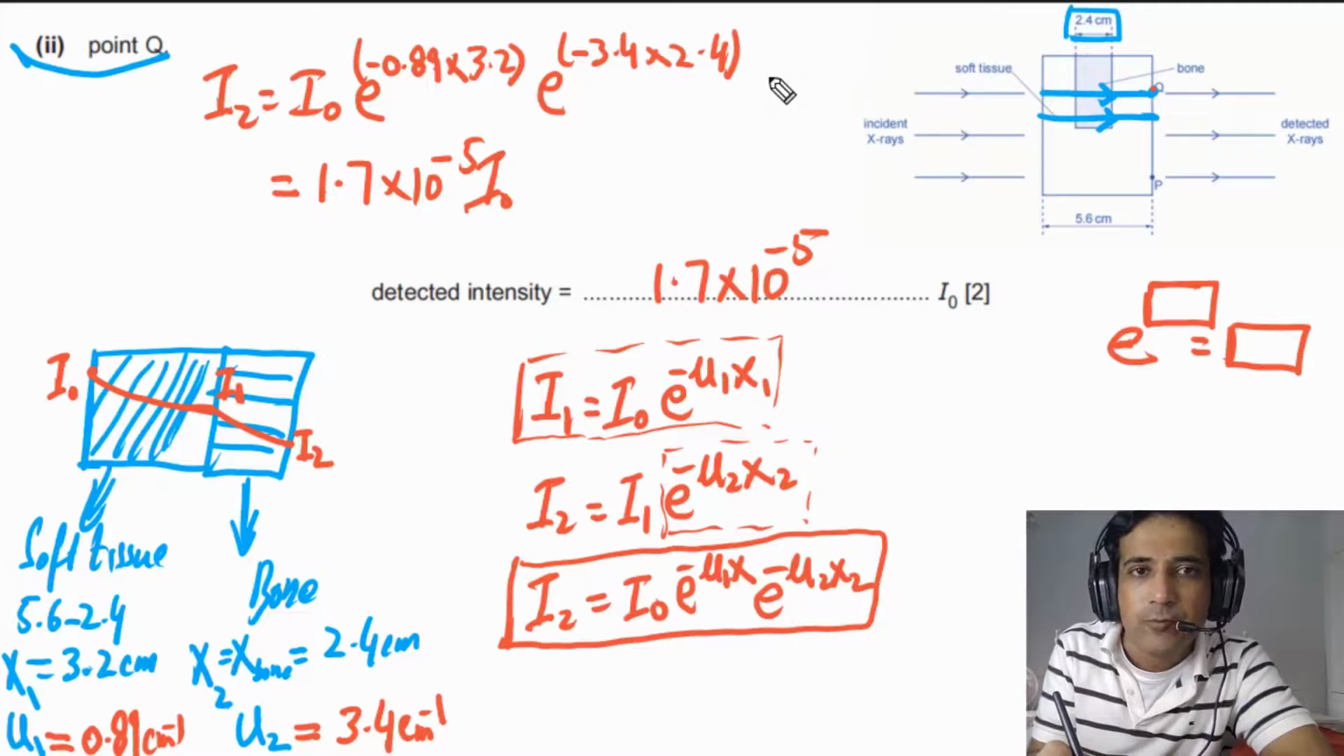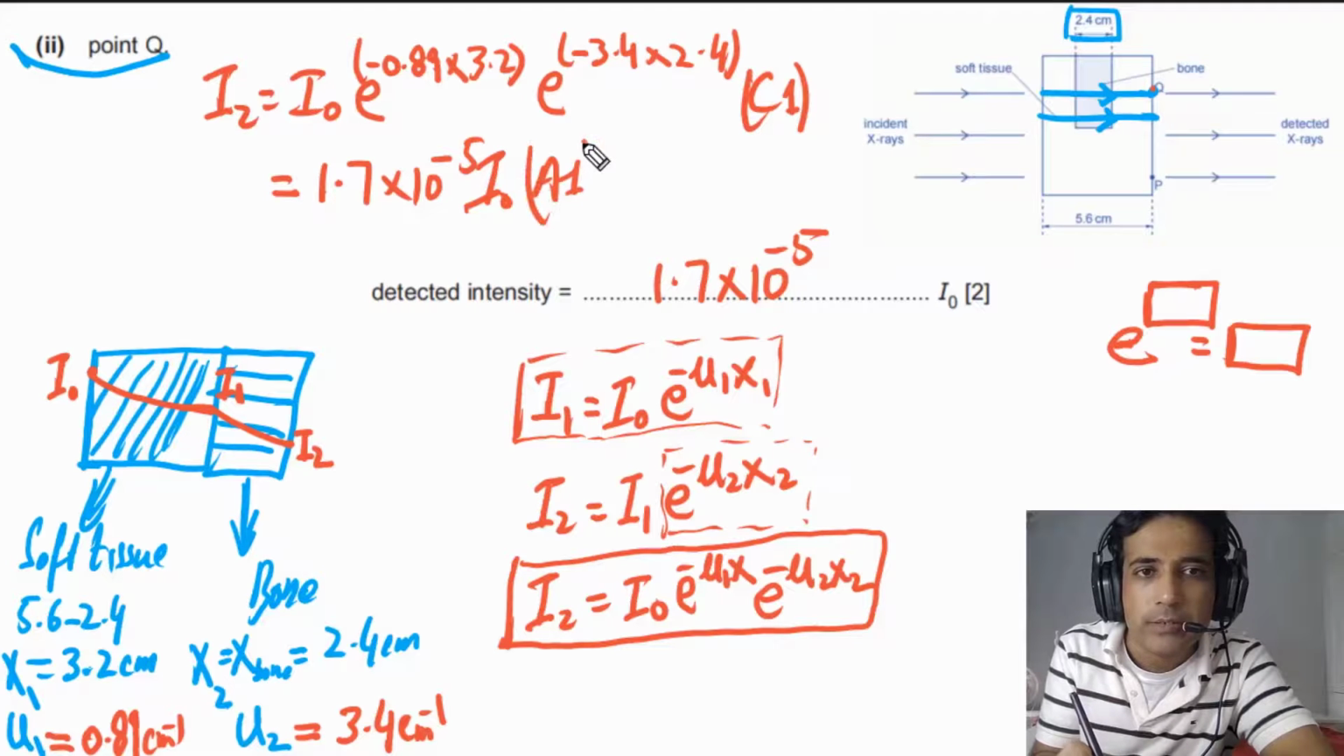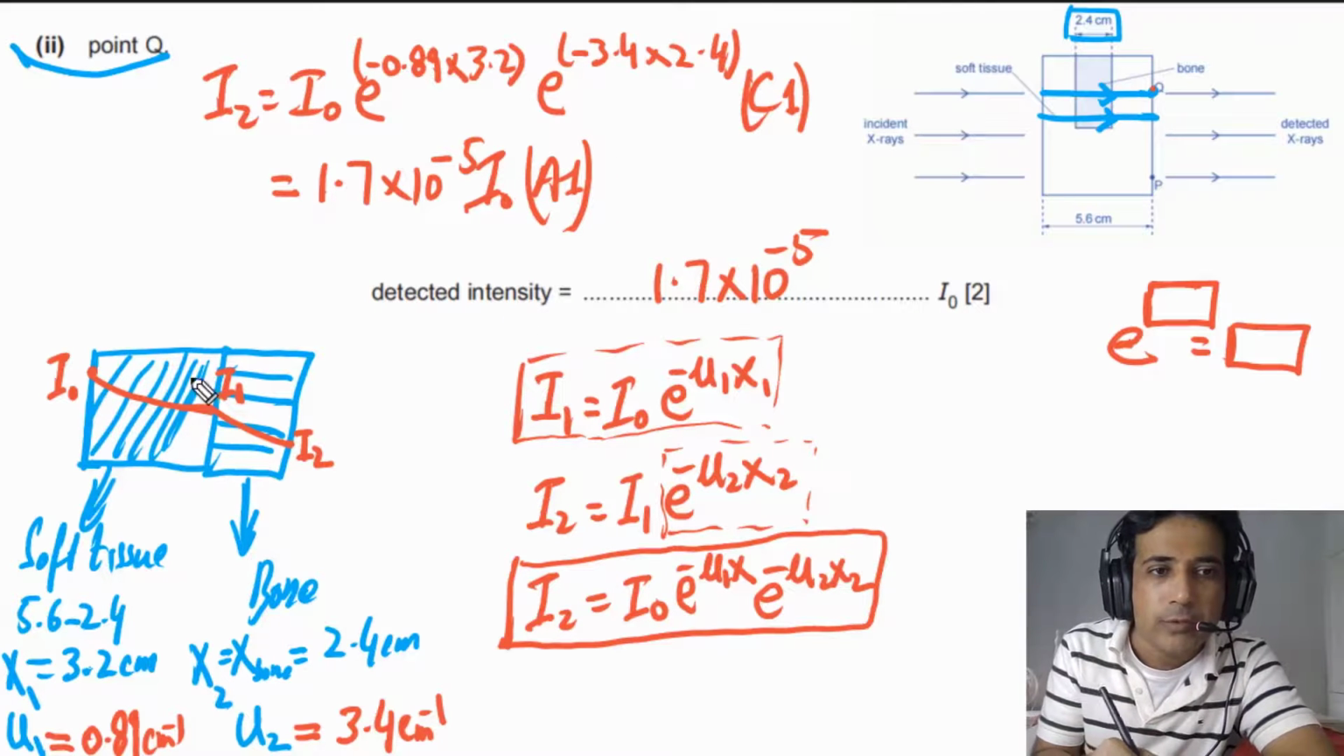You will get the first mark if you have written this step. You will get 1 C mark. And the second mark is the answer mark. If you have got the right answer, you will get 2 marks. This is for 2 media.